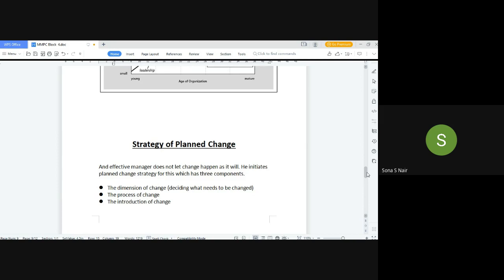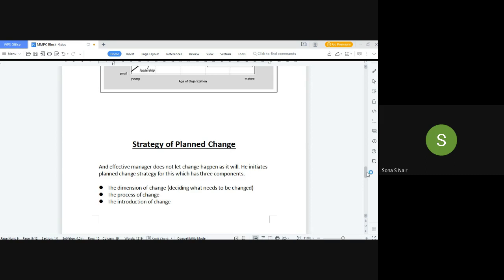We've seen that changes occur in the environment, and the need for change occurs. But what we need to see now is how do we actually implement change? Okay. So we come to strategy of planned change. An effective manager does not let change happen as it will. He initiates a planned change strategy for this, which has three components. So when you're talking about change, there are three components to that planned change.